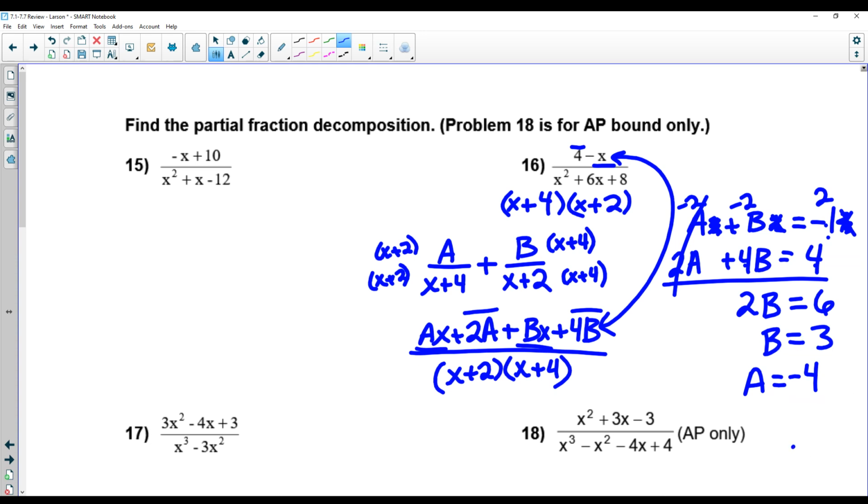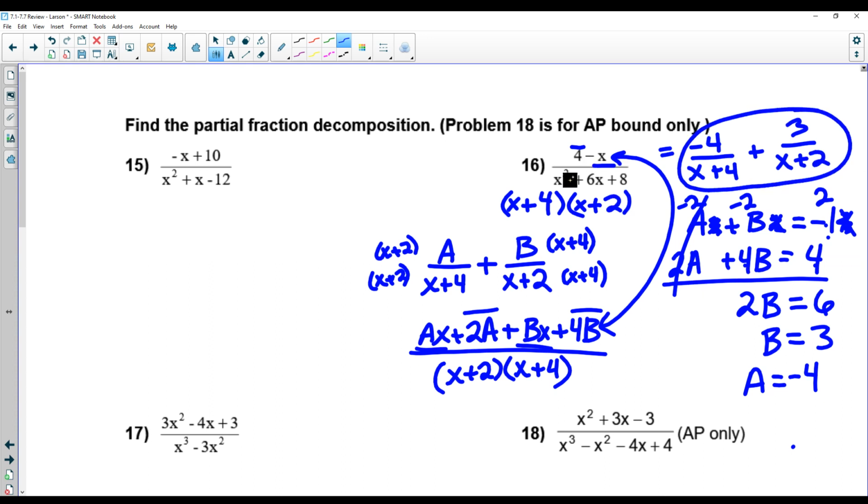All right, so I got A and B. All I have to do now is write my answer. I'm putting negative 4 in here. Negative 4 over x plus 4, and then plus 3 over x plus 2. There is my partial fraction decomposition for this big, long, nasty rational function. It just splits into those two.